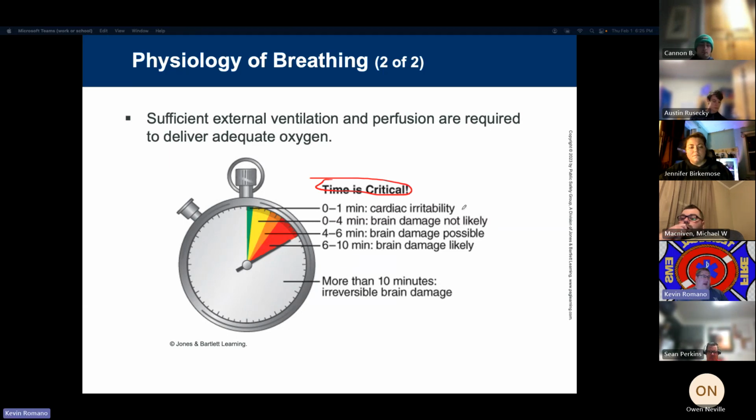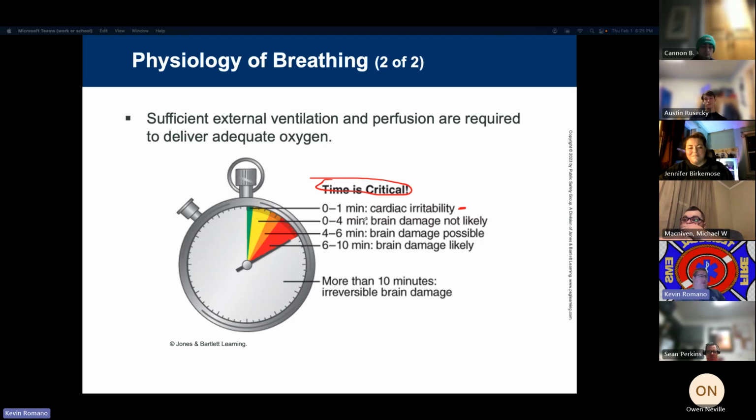0 to 1 minute, cardiac irritability. Your heart is getting upset, all right? If we have no oxygen for over a minute, cardiac irritability, we start seeing arrhythmias. Arrhythmias are not a normal sinus rhythm. PVCs, PACs, things like that. Things that the heart doesn't like. We'll cover more of that in cardiology. I don't want to get too in depth with it now. It'll take me another 45 minutes or an hour to discuss it, so we'll do that in cardiology.